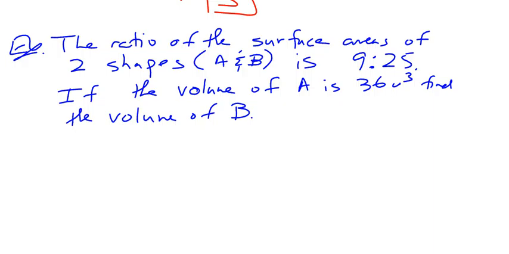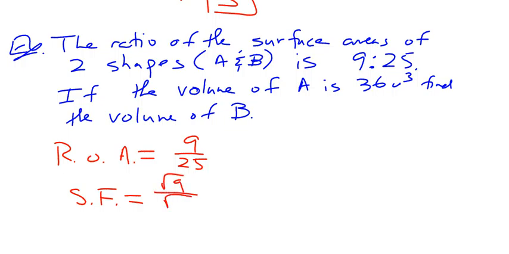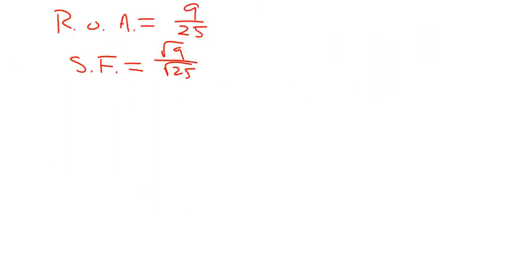Now again, I'm giving you directly the ratio of the surface areas. It's 9 to 25, so my ROA, ratio of areas, is 9 over 25. I need to figure out a missing volume. But to know the volume, I need the ratio of the volumes, and to know the ratio of the volumes, I need my scale factor. So the first thing I'm going to do is go backwards and find my scale factor. To get from the ratio of the areas back to the scale factor, we just did that problem. It would be the square root of 9 over the square root of 25, so that would just be 3/5.